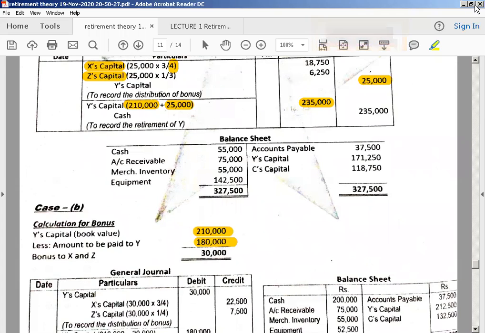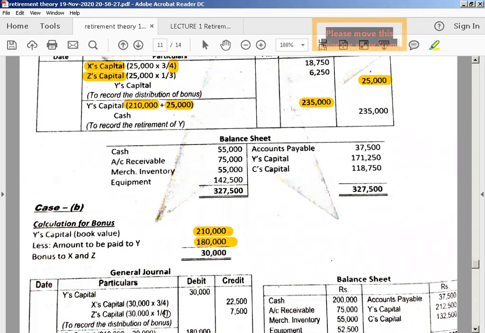ठीक है, क्योंकि हमारे पास जो पार्टनर इस वक्त रिटायर हो रहा है उसका कैपिटल है 210 और जो हम उसको अमाउंट दे रहे हैं वो 180 है, उसके कैपिटल से कम अमाउंट उसको पे कर रहे हैं. इट मीन्स जब हमारे पास रिटायरिंग पार्टनर के पास खुद पैसे ज्यादा हैं तो वो दूसरों को दे के जाएगा. बोनस टू X और Z. अब मिस्टर Y X और Z को कितने पैसे देगा? 30,000 में से इनका रेशियो अप्लाई कीजिएगा. 30,000 मल्टीप्लाई बाय 3 डिवाइडेड बाय 4 और देन 30,000 मल्टीप्लाई बाय 1 डिवाइडेड बाय 4.